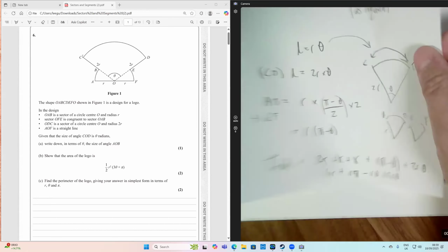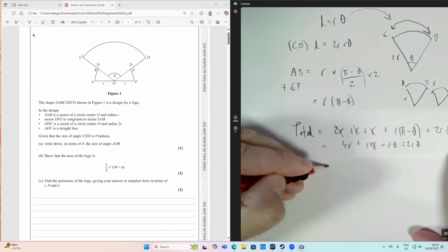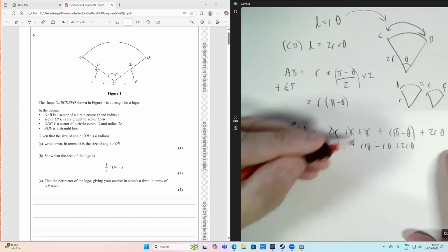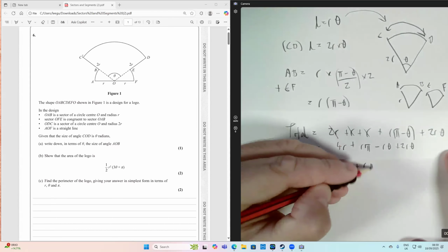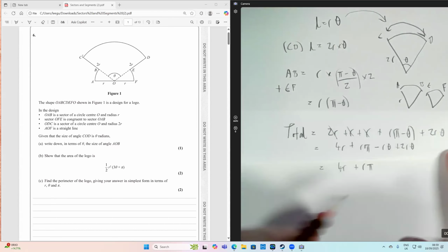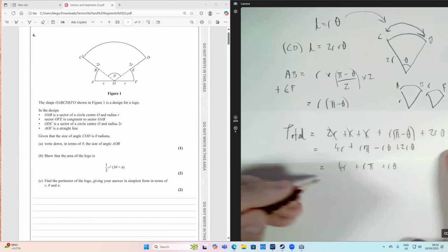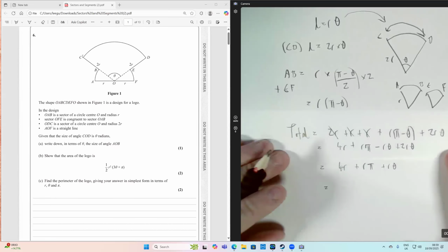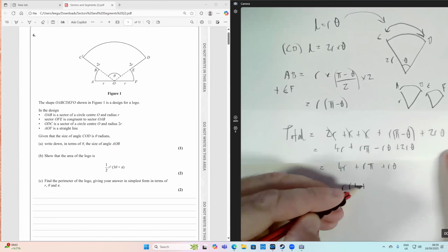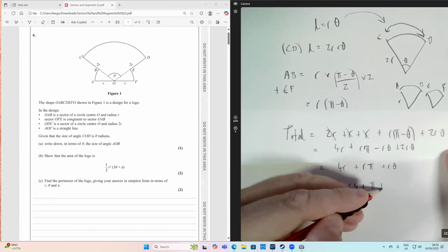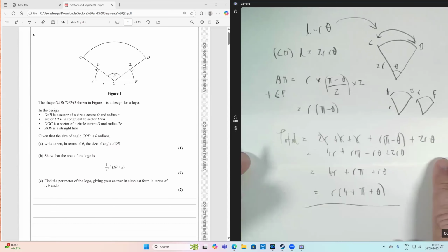So let's see what happens with this. We continue collecting these like terms. We've now got 4r plus r times pi. And then we've got 2r theta take away r theta, which is plus r theta. And then we can take out now a factor of r from this. We take out an r, and we're left with 4, add pi, add theta. And that is the answer to that one.